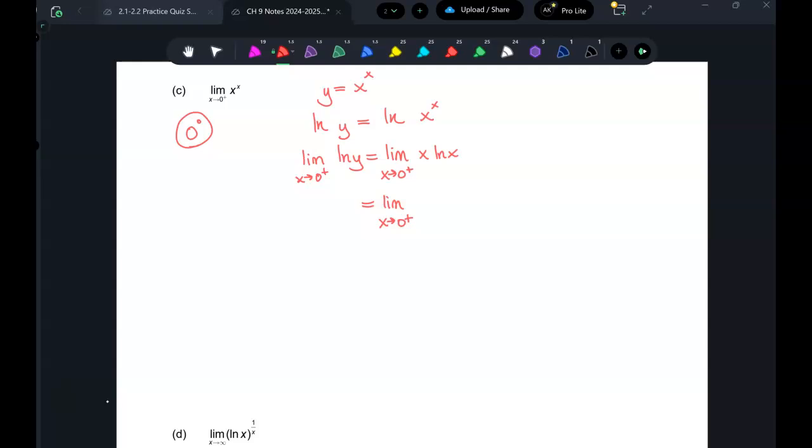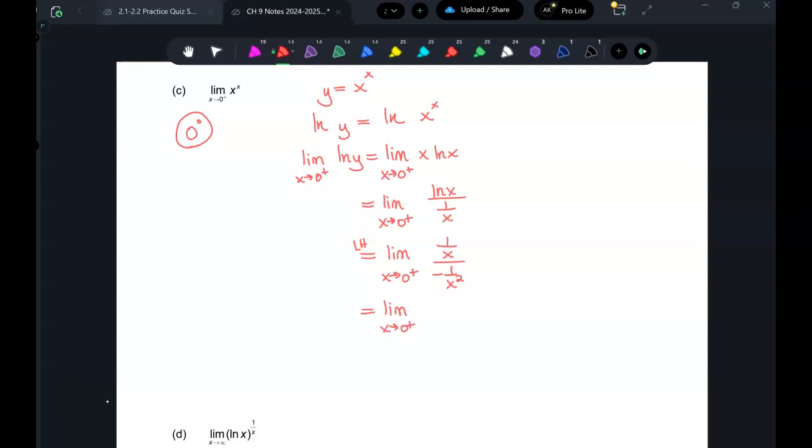Oh, shit. So I'm going to write this as natural log of x over 1 over x. That's a classic trick. And then using that, I'm gonna start to get 1 over x divided by negative 1 over x squared. So now what do we get? 1 over x over negative 1 over x squared, which is just negative x.